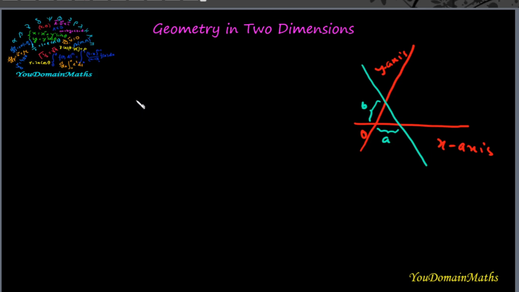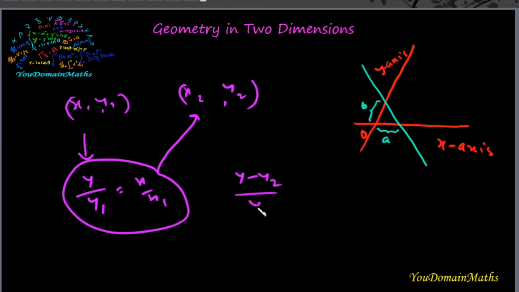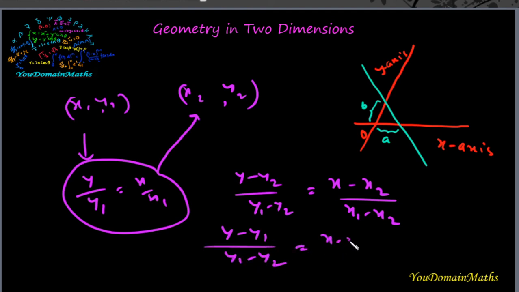The equation of a straight line which passes through the two points x1, y1 and x2, y2. We know that the equation y by y1 equal to x by x1 passes through x1, y1 and also 0, 0, that means the origin. If the origin is shifted to the point x2, y2, then the equation must pass through these two points. So we can write y minus y2 by y1 minus y2 equal to x minus x2 by x1 minus x2, and it is similar to y minus y1 by y1 minus y2 equal to x minus x1 by x1 minus x2.